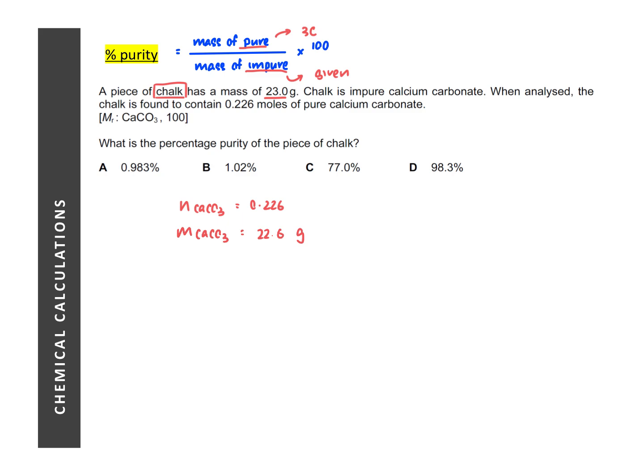So next, the last thing, which is the percentage purity, would be the mass of pure calcium carbonate divided by the mass of impure calcium carbonate times 100. And since this is an MCQ, again, there is really no need for you to compute. If you look at the numbers involved, you can guess that it will be very close to 100%, so 98.3%.